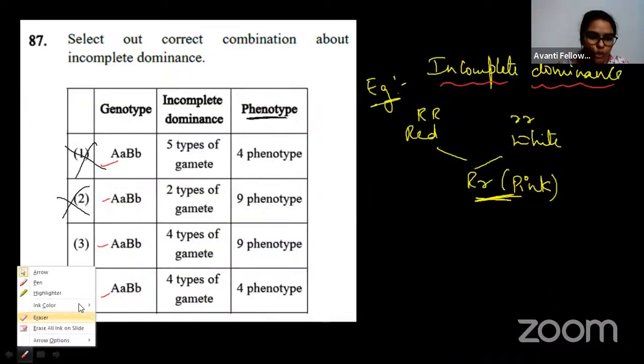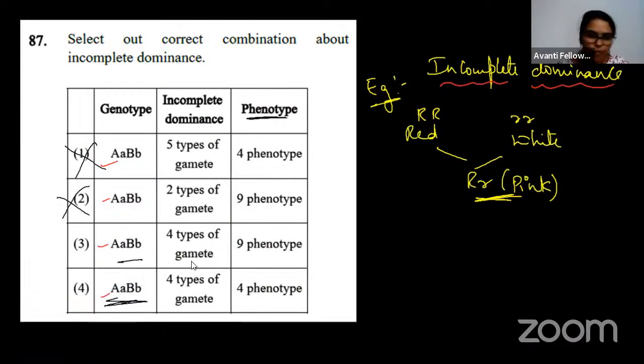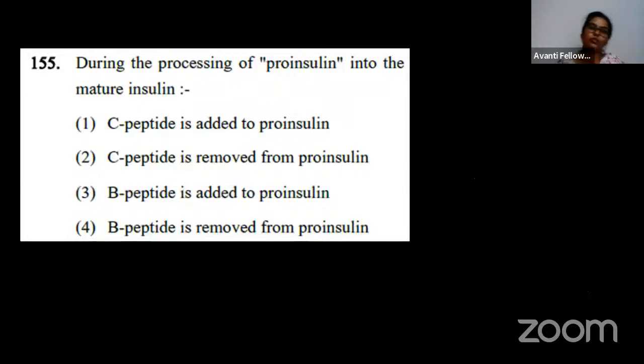Now let's get back here. So what are the options that we have? This is the genotype. Okay, the 4 type of gametes. Okay, both are correct. Now 9 phenotype, no. The 4 phenotype. 4 is the answer for this question. Is everybody clear with this? ये clear हो गया सबको? चलो, बहुत अच्छी बात. Now let's go ahead.